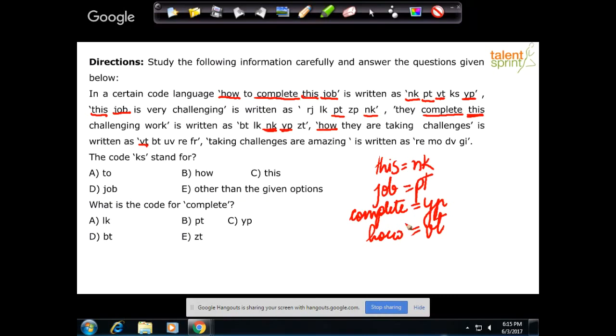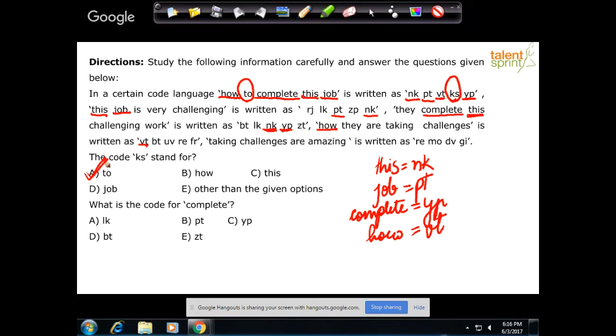Now, halt here and go back to the first sentence once again. If you notice, to is the only word that we haven't decoded here. And the only two letters to which we haven't ascribed a code are the letters K and S. And what is the first question here? The code KS stands for what? So we know that the code KS actually stands for to. I hope that how we have deduced this answer has been understood by most of you.